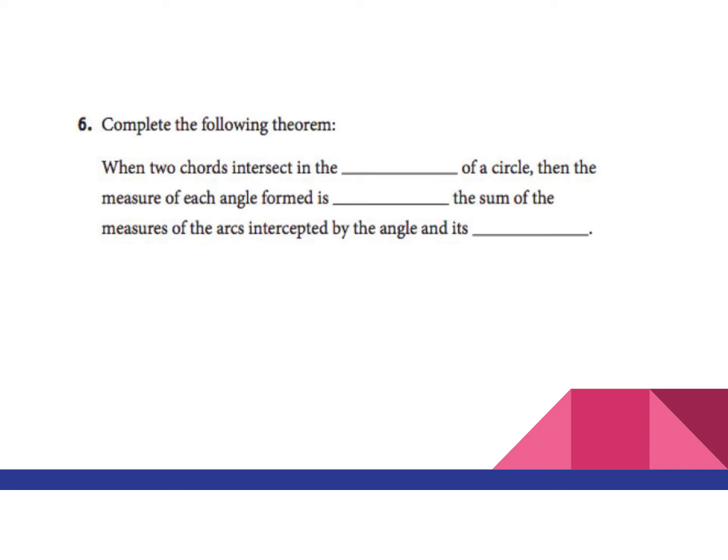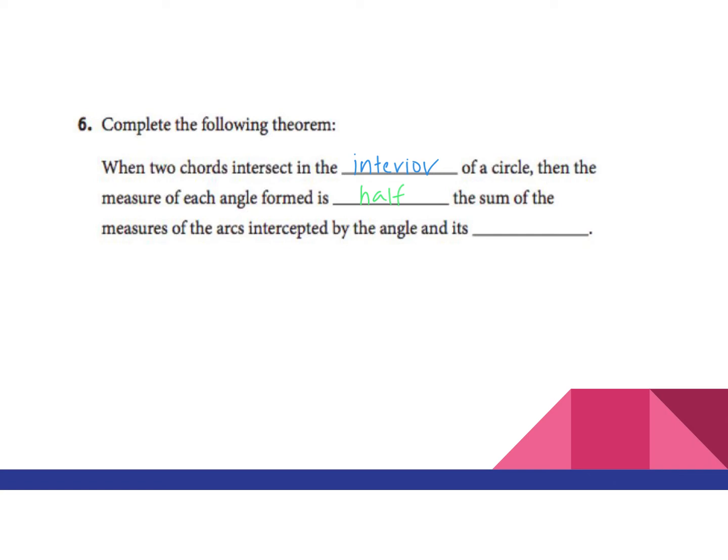For number 6, it wants us to complete the following theorem with what we know. So think of when two chords intersect inside the circle, in the interior of a circle. So let's add interior in there. Then we know the measure of each angle formed is blank, the sum of the measures of the arcs. So think of what word is going to go in that spot. That's right. It's half the sum of the measures of the arcs.